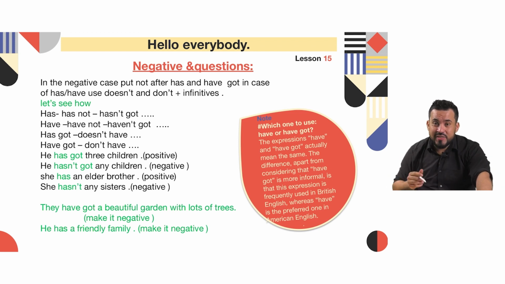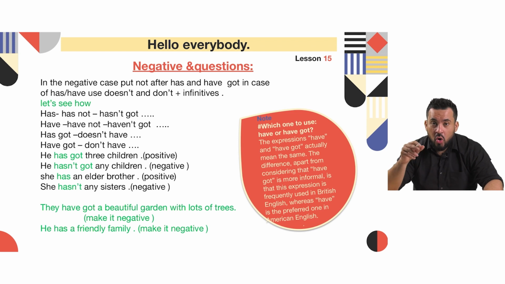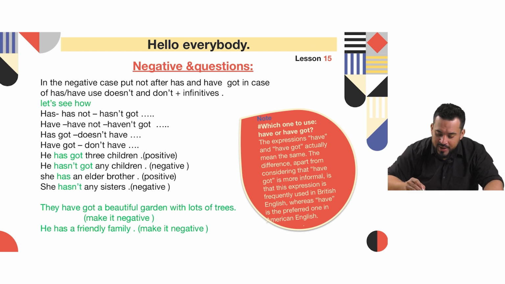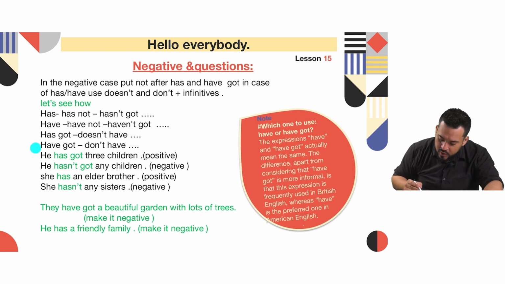If we use have got or has got, then the negative will be hasn't got or haven't got. Okay, let's take a look at some examples. He has got three children. He hasn't got any children.